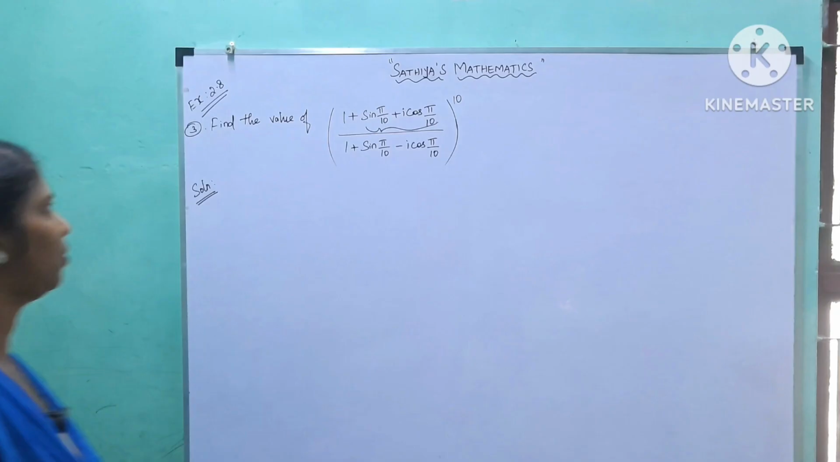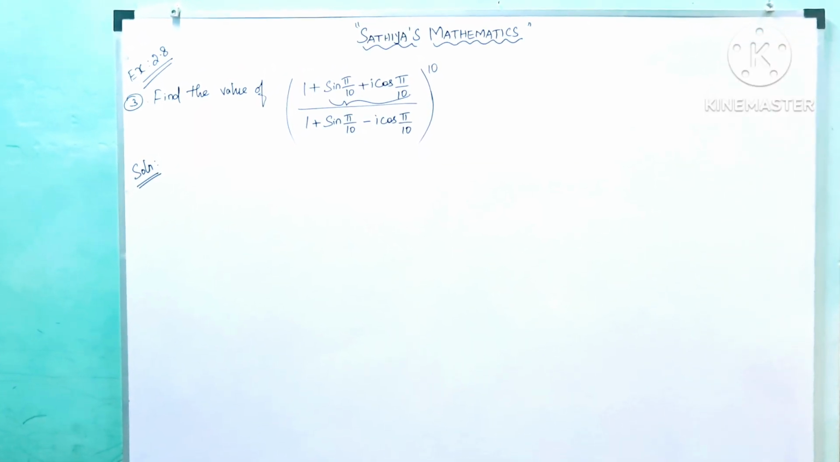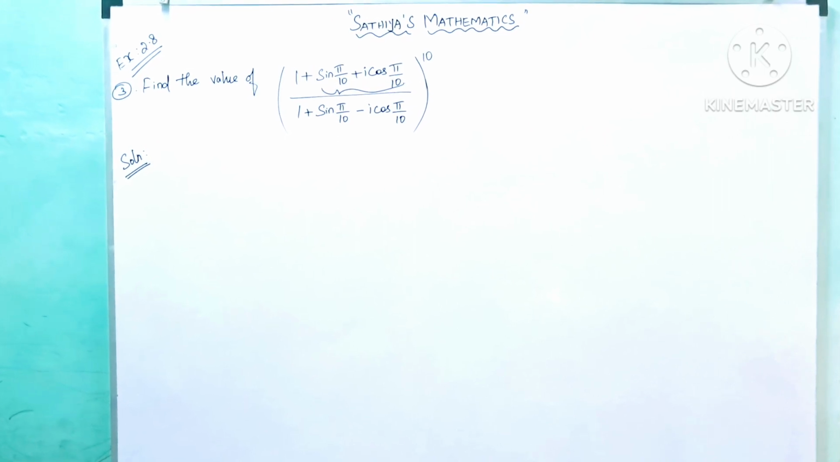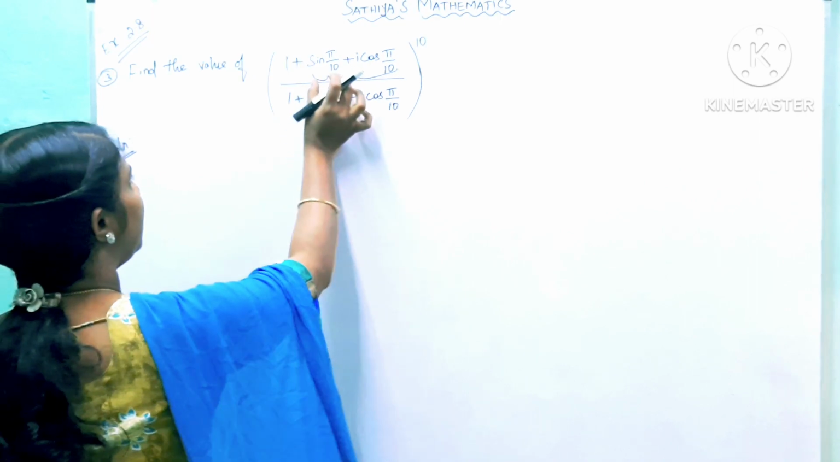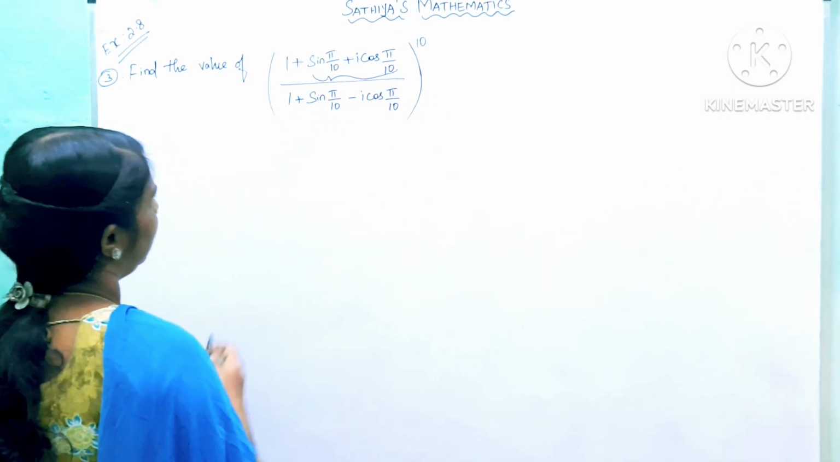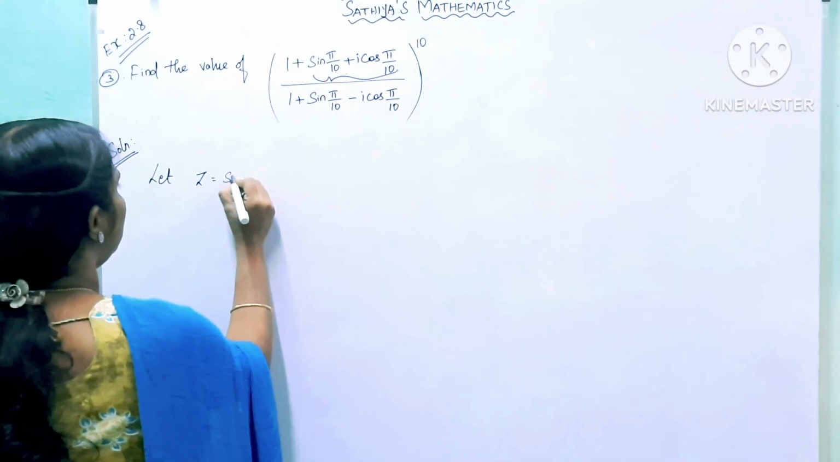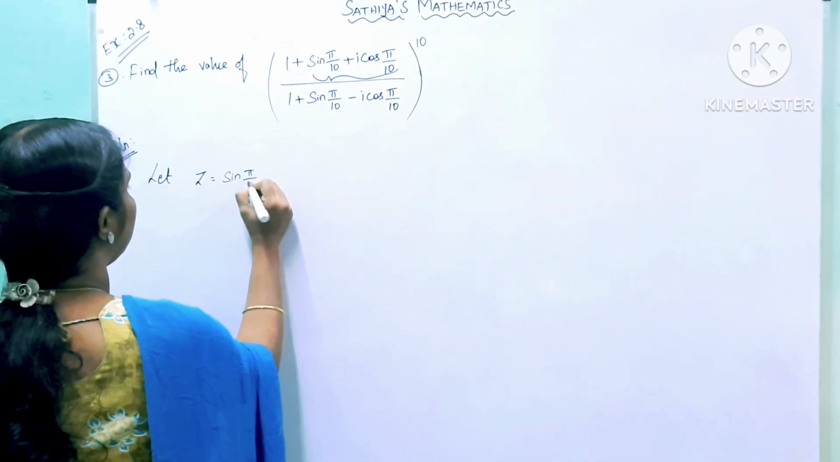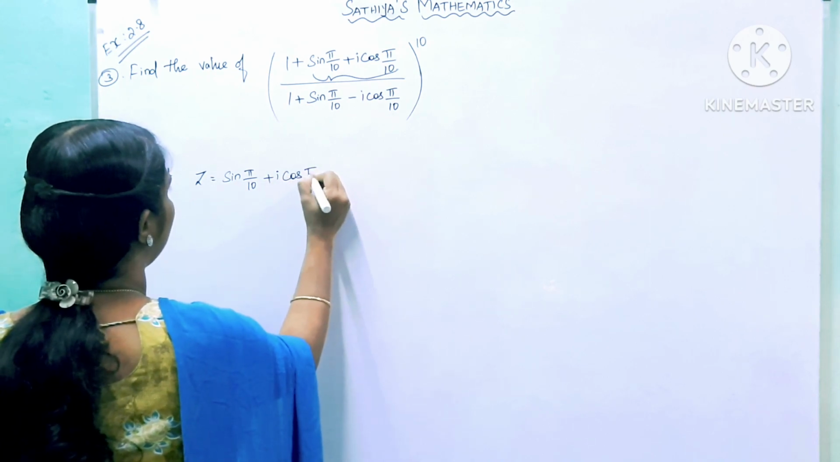In the video, we will do exercise 2.8, sum number 3. Find the value of (1 plus sin pi by 10 plus i cos pi by 10) divided by (1 plus sin pi by 10 minus i cos pi by 10), the whole power 10. So, the complex number sin pi by 10 plus i cos pi by 10, we will consider as z. Let z is equal to sin pi by 10 plus i cos pi by 10.